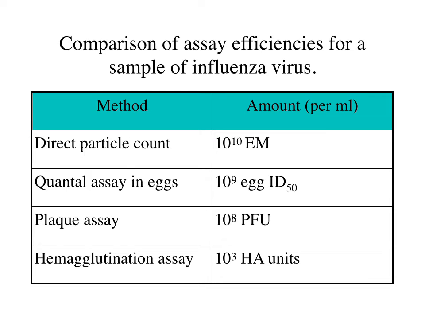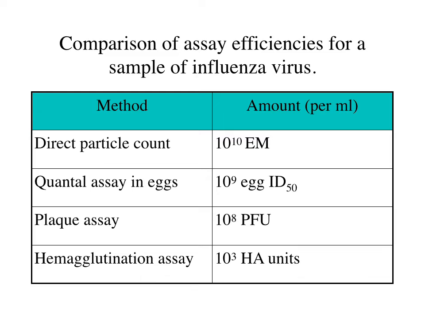The Quantal assay in eggs, when you're working with influenza, is a very sensitive assay, so you can see it's 10 to the 9th egg ID 50 units. Plaque assay, 10 to the 8th PFU, and hemagglutination assay, it's 10 to the 3. So this shows you, number one, if you're trying to compare results from one lab to another, one paper to another, you have to take into account the kinds of assays that were used. You can't make a direct comparison between an egg assay and a plaque assay.